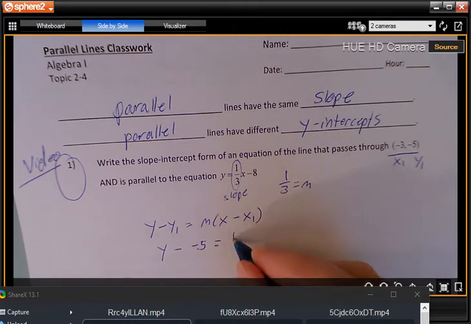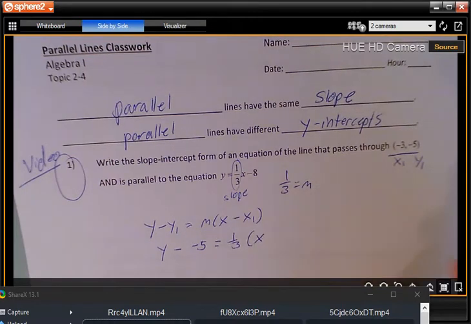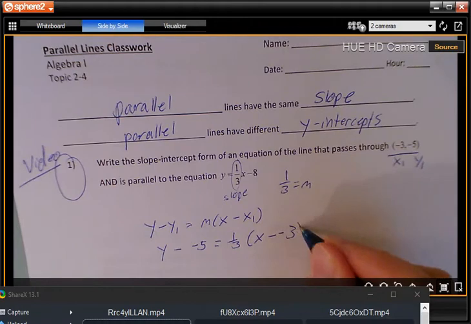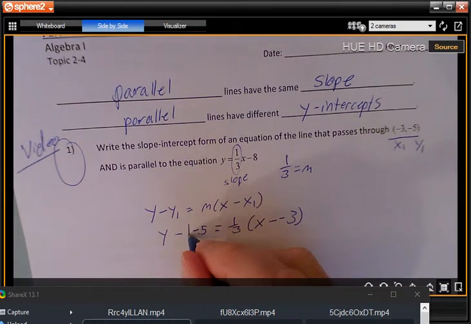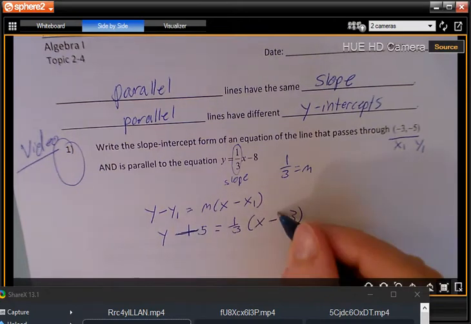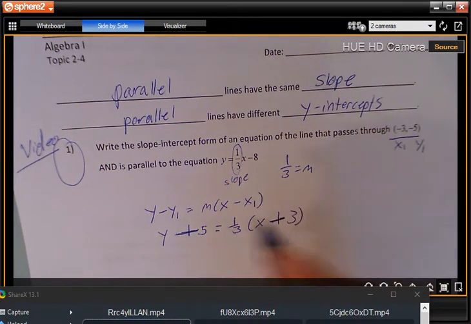So I'm going to go y minus a -5 equals the slope, 1/3, times x minus a -3. Make sure when you have two negatives that you make it a positive. So those are why these change. And then I'm going to get this in slope-intercept form.